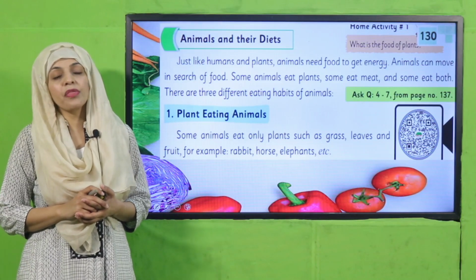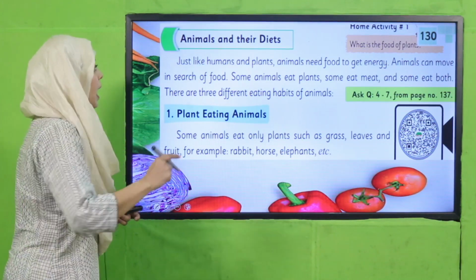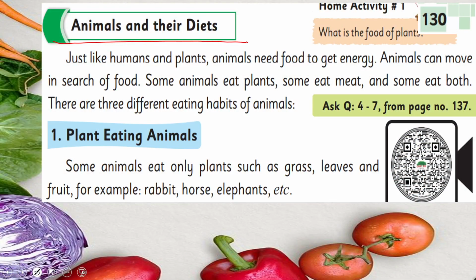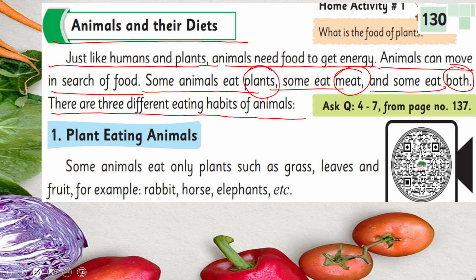I hope everybody has opened the page. So my dear students, let's start the reading. Put your fingers where I will read. Animals and their diets. Just like humans and plants, animals need food to get energy. Animals can move in search of food. Some animals eat plants, some animals eat meat, and some animals eat both. There are 3 different eating habits of animals.